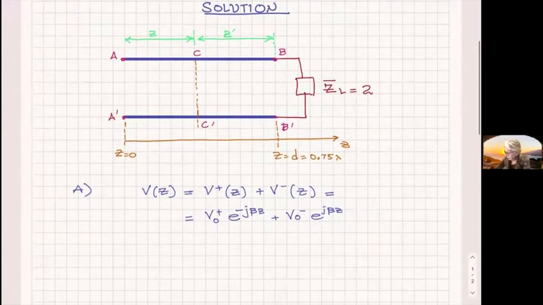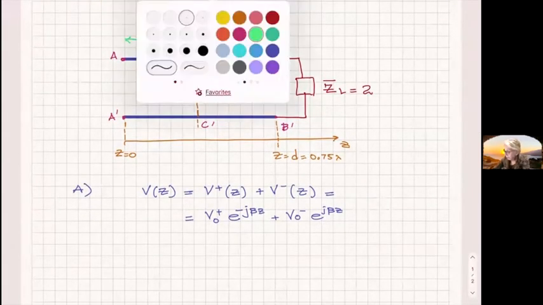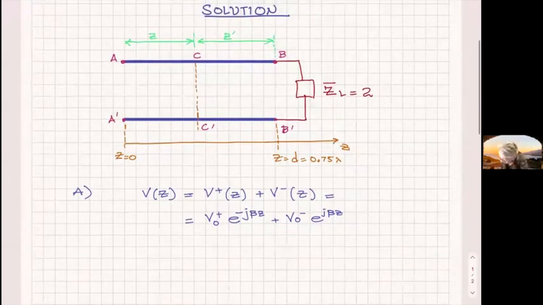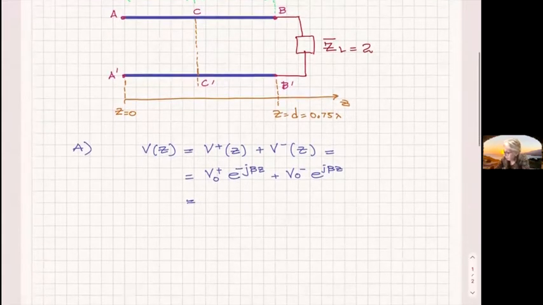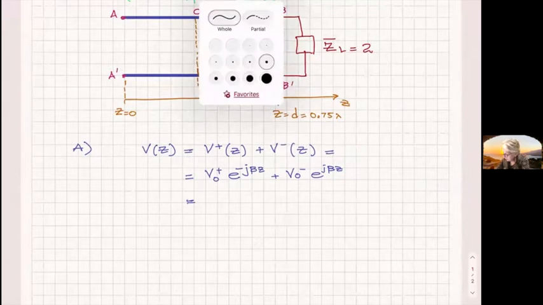Okay, so now we know that. Also, for the voltage, we know that V naught minus... Rather, before I go there. Okay, so then we know that. What is the other thing that we know? That at the end of the line, the reflection coefficient.